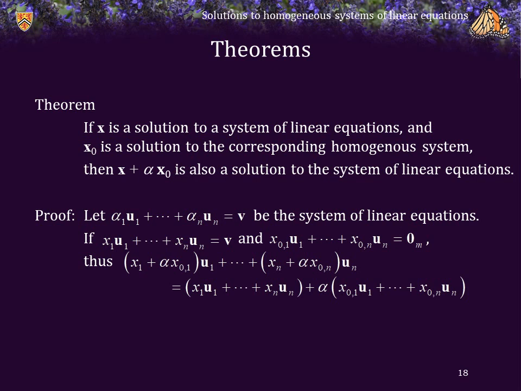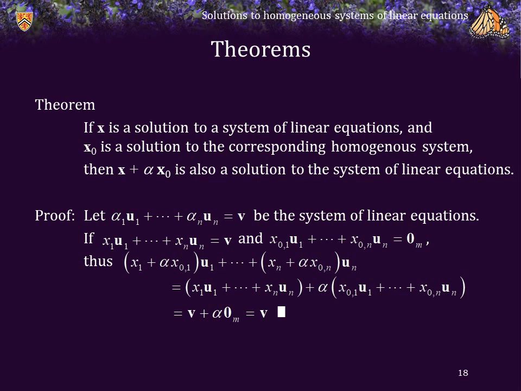But the sum on the left, or the linear combination on the left, equals v, and the linear combination on the right equals the 0 vector. So we essentially have v plus a scalar multiple of the 0 vector, which is, of course, v. Thus, x plus all scalar multiples of any solution to the corresponding homogeneous system is also a solution to the original system of linear equations.